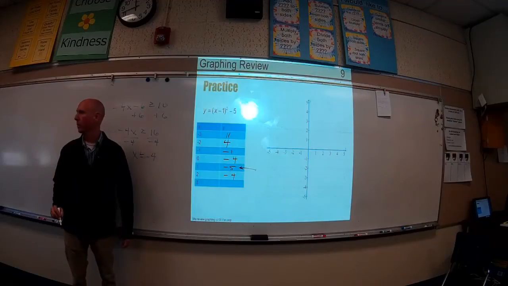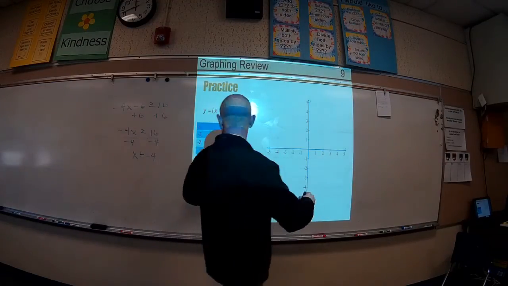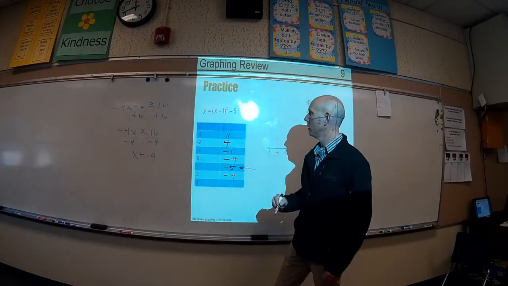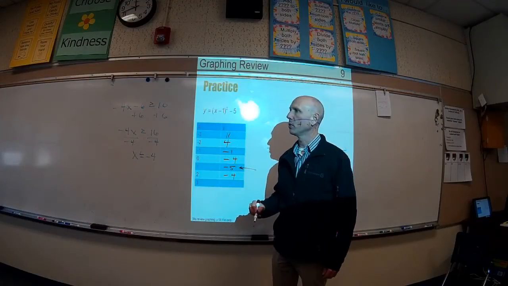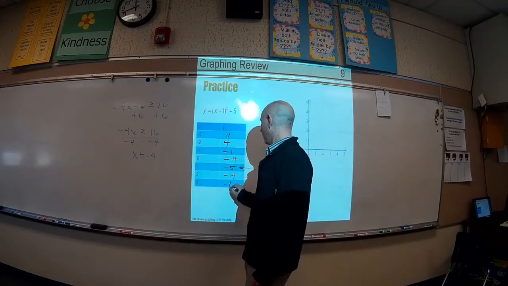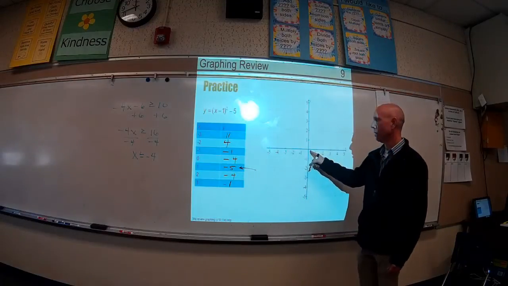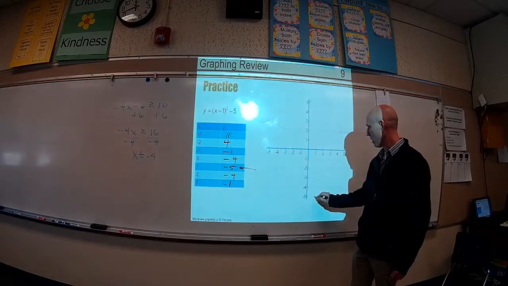Let's put that 3 in there because that's fun. Let's go over here to Greenlee. Greenlee, 3. 3 minus 1 is 2, squared, minus 5. So 1, -5, right about there.